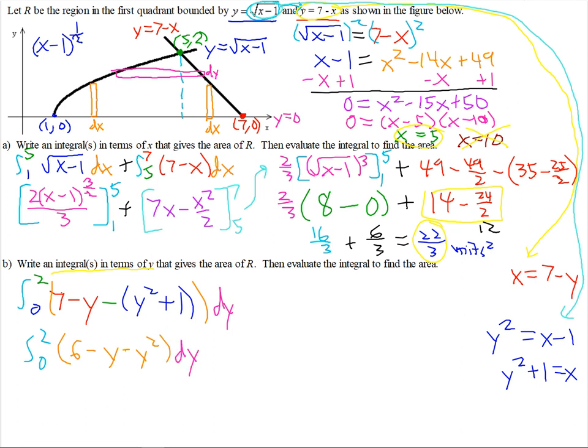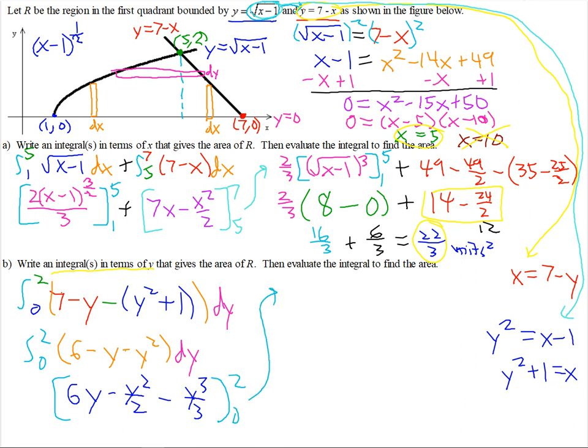And then we can go ahead and integrate that, each one separately since they're just subtracted. So you integrate 6, you get 6y. Integrate y, you get y squared over 2 minus y cubed over 3. And then this is evaluated from 0 to 2.